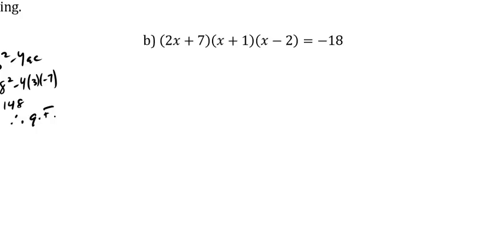People look at it, and it looks like it should be 2x plus 7 times x plus 1 times x minus 2 equals 0. That's what it looks like. But it's not. It equals negative 18. So there's only one way to solve this. How do we do it? Anybody want to guess? Yeah, you got to expand and simplify. It's the only way to do it.